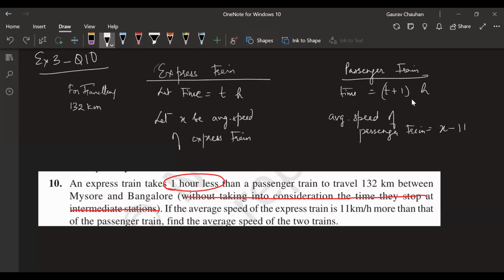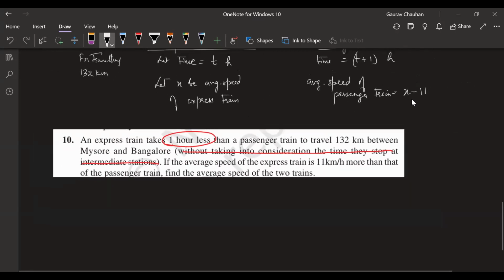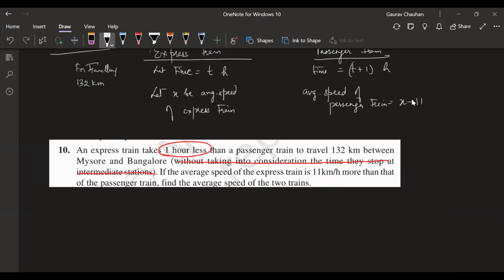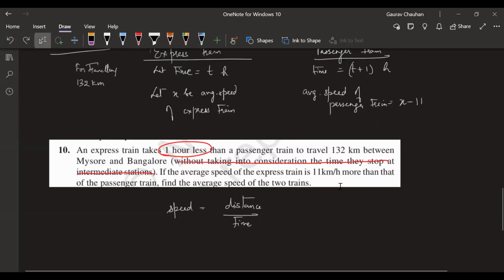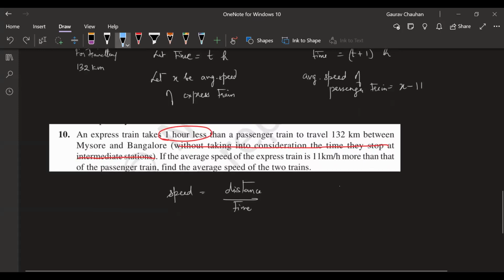Minus 11 here. Now I fall back to the formula. I have only one formula which works in such situations, that is speed is equal to distance by time. Now keeping this in mind, I can find two equations. In both, my distance is 132 kilometers. First the express train is going, that will give me one equation. Then the passenger train is going, that will also give me one more equation.